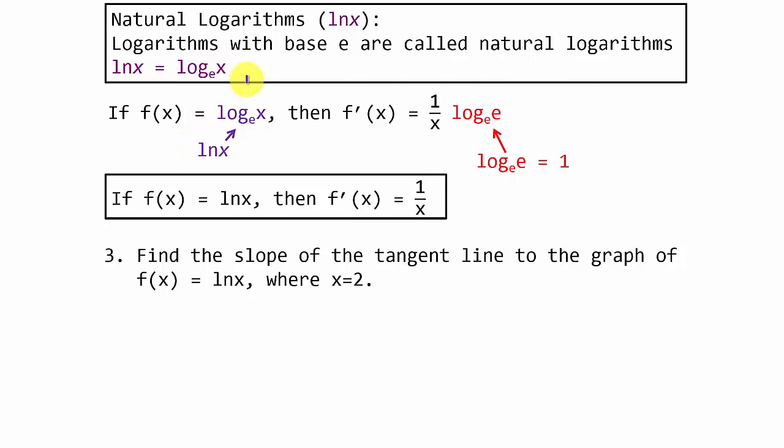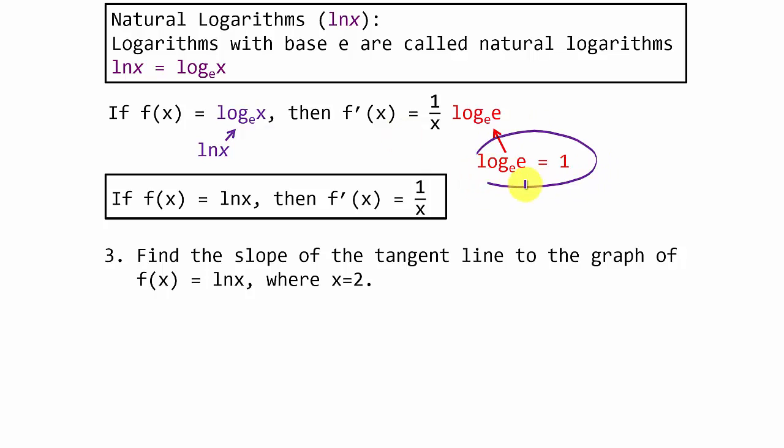We need to know how to find the derivative of natural logarithms. Let's say we have a function equal to the natural log of x, in other words, log base e of x. Then the derivative would be equal to, just following the format for the derivative of a log function, 1 over x times log base e of e. Now, let's look at log base e of e. It's equal to 1. Here's why.